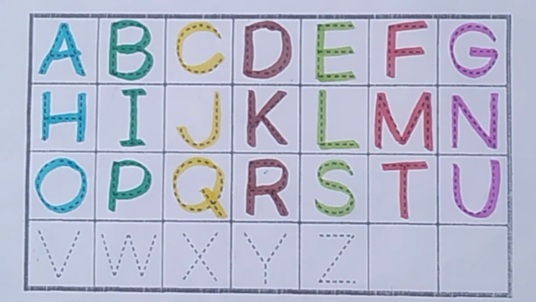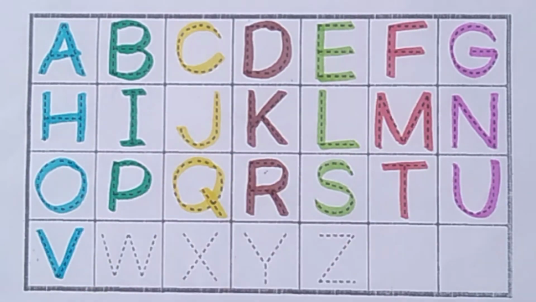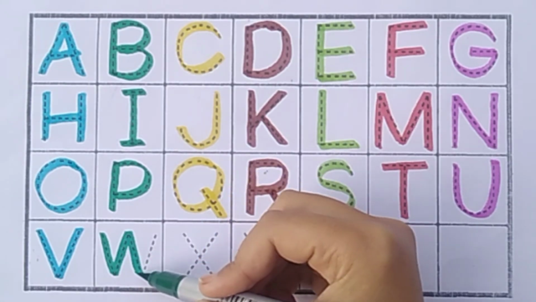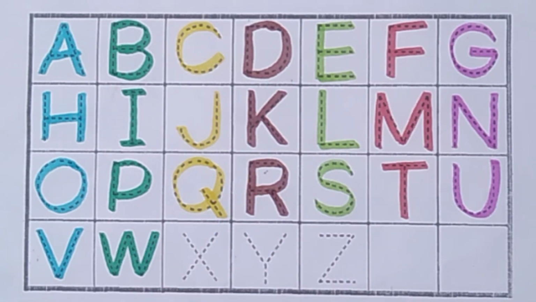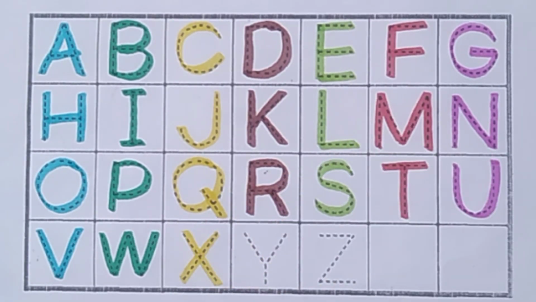U for unicorn. V for violin. W for wrist. X for xylophone. Y for yo-yo. Z for zebra.